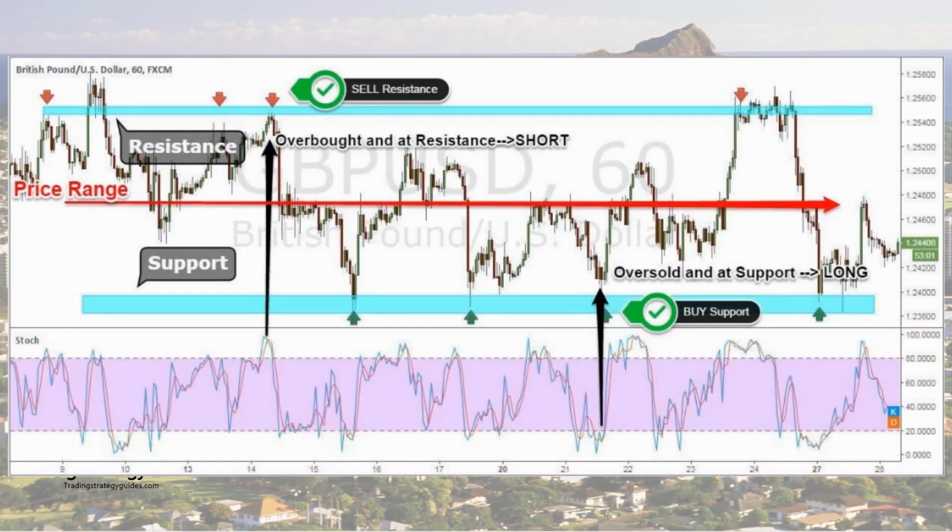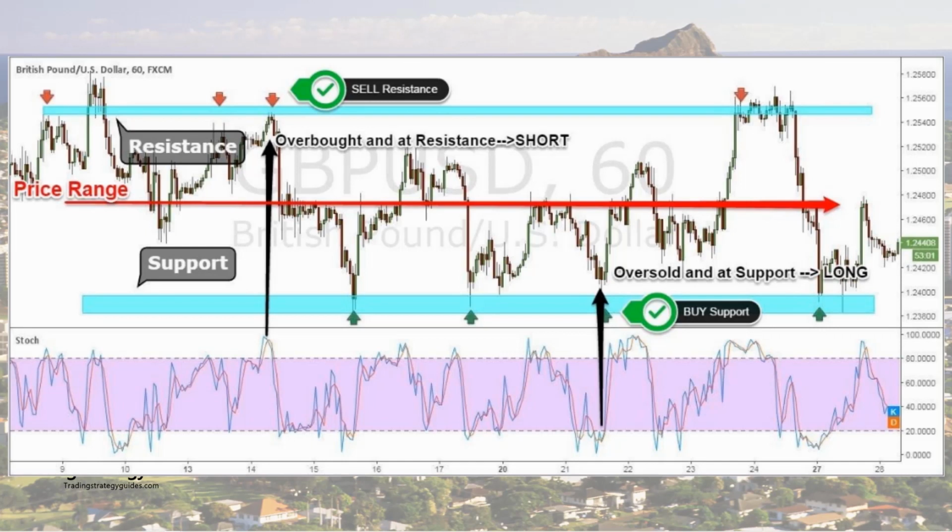To define our price ranges, we're going to look for at least 2 price touches of support and 2 price touches of resistance. Once we've identified the range and we have validation of the range, then it becomes a pretty simple matter of just buying at support and selling at resistance. You can make great use of an oscillator indicator in a ranging market to confirm the test of support and resistance and to add confluence to your price action readings.